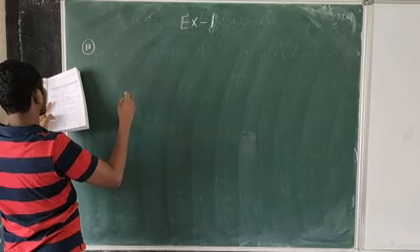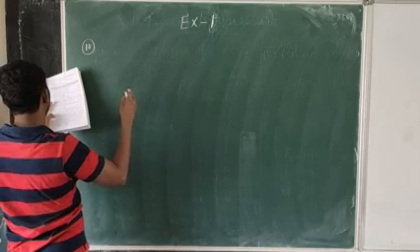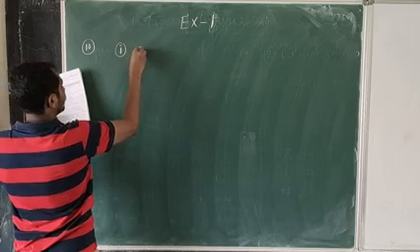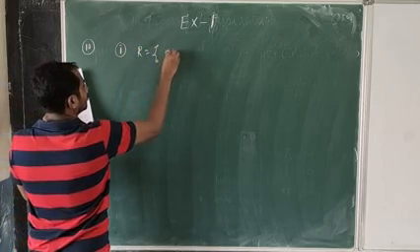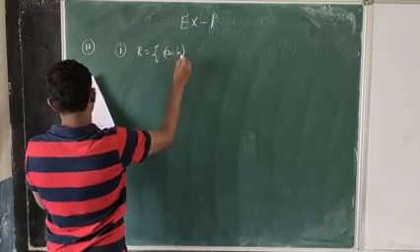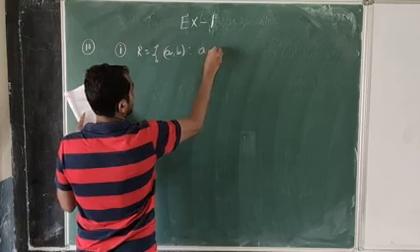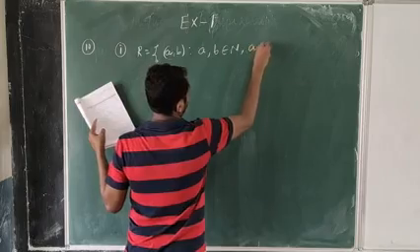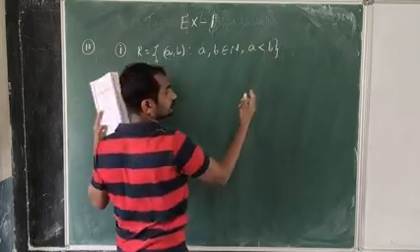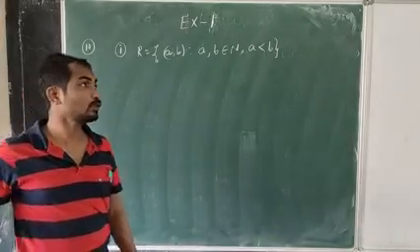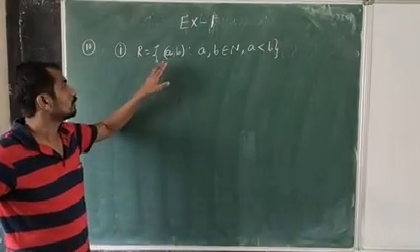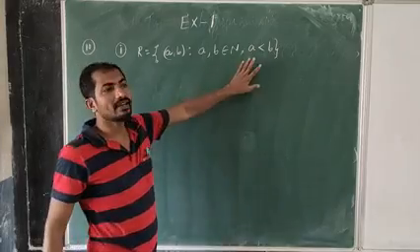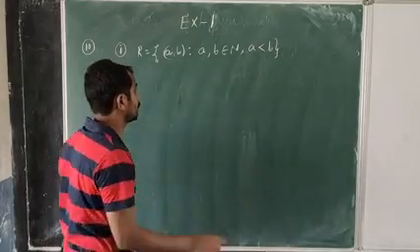Determine whether each of the following relations is reflexive, symmetric and transitive. First part: R = {(a, b) : a, b belongs to N, a is less than b}. So in this there are two questions. The first is R equal to (a, b), where a, b belong to natural numbers and a is less than b. The condition a less than b is given.